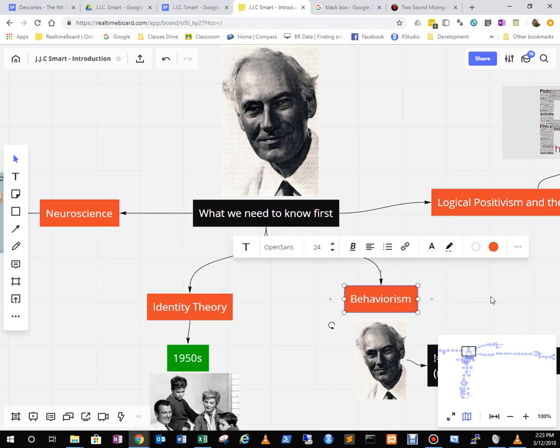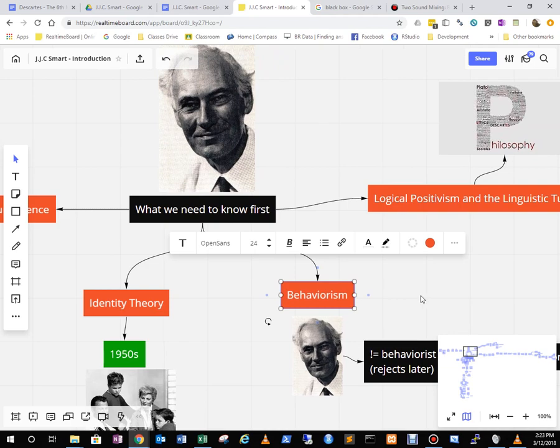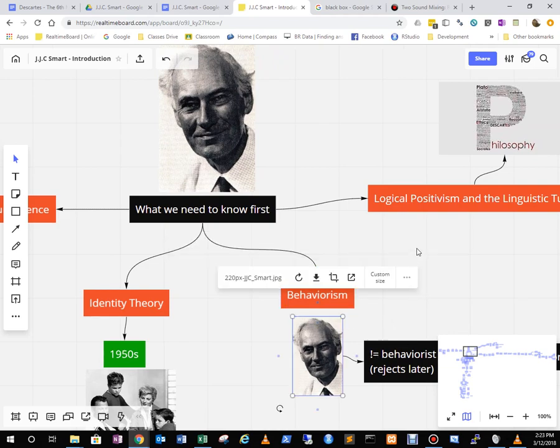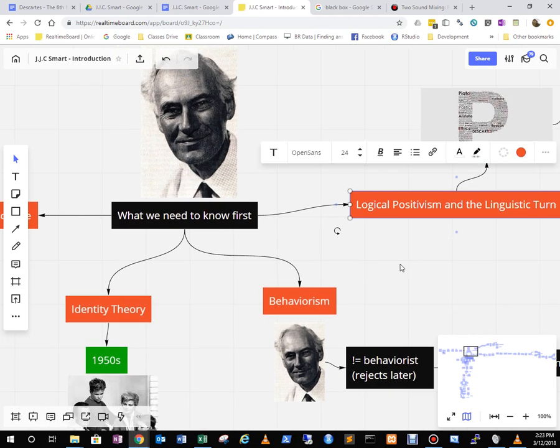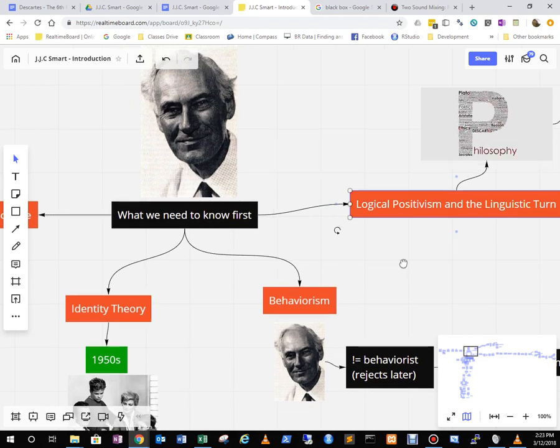We're going to look at this term called behaviorism, which is very important to understand what it is that ultimately Smart comes to reject. And then we need to look at something called logical positivism and the linguistic term, which is not in any way more complex than you may think it is. It's actually a pretty simple concept to get, okay?